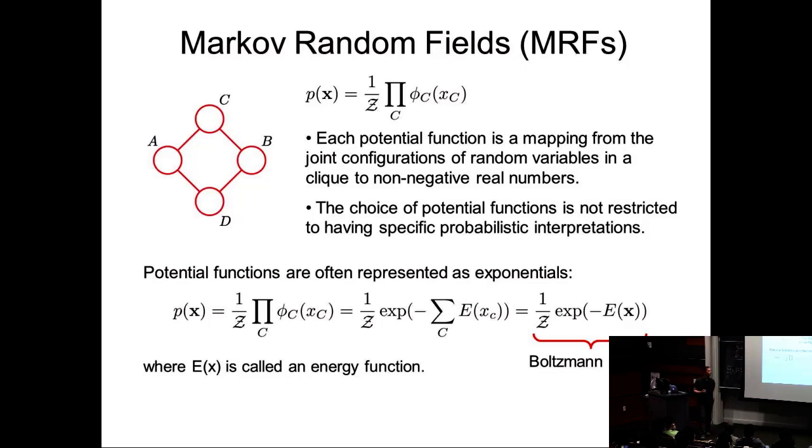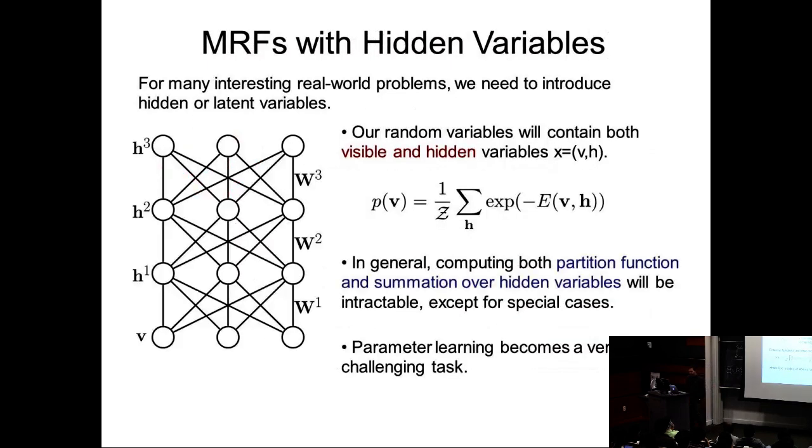In many cases, it might be easier to just specify the energy function, because the energy function doesn't have to be non-negative. It can be any real valued function, because when you exponentiate it, you only have positive values. And this is sometimes known also as a Boltzmann distribution, right? You specify a whole bunch of constraints, you exponentiate, and you have a Boltzmann distribution.